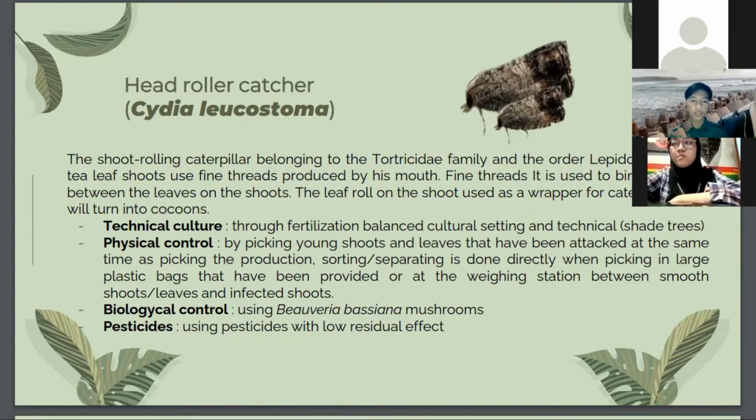set breeds. Physical control by picking young shoots and leaves that have been attacked at the same time as picking the production. Sorting or separating is done directly when picking in large plastic bags that have been provided or at the weighing station, between smooth shoots or leaves and infected shoots. Biological control using Beauveria bassiana mushroom. Pesticide: using pesticide with low residual effect.